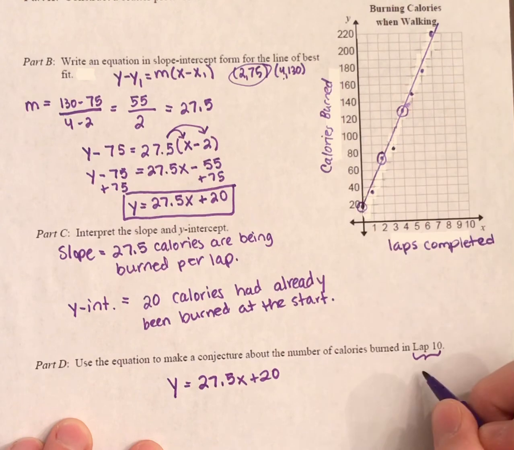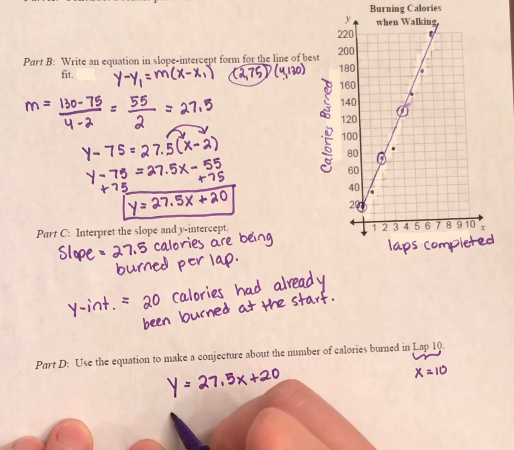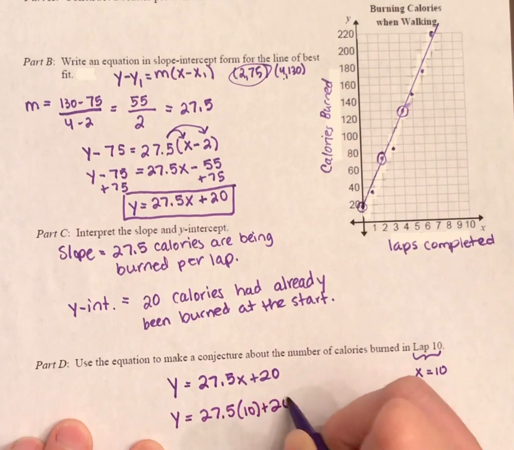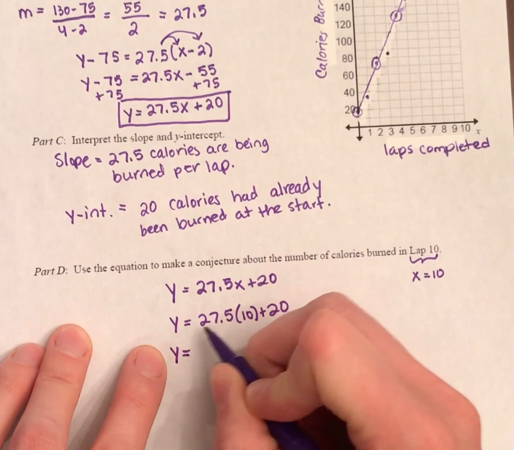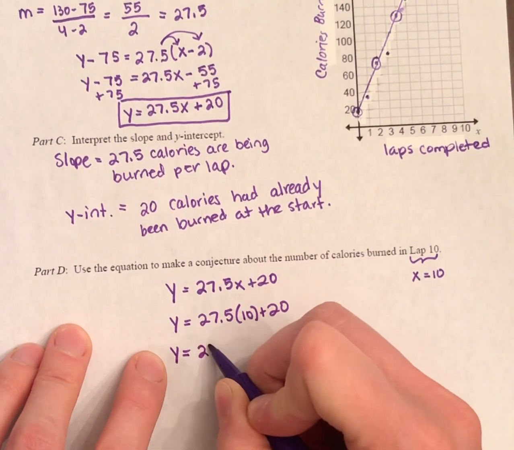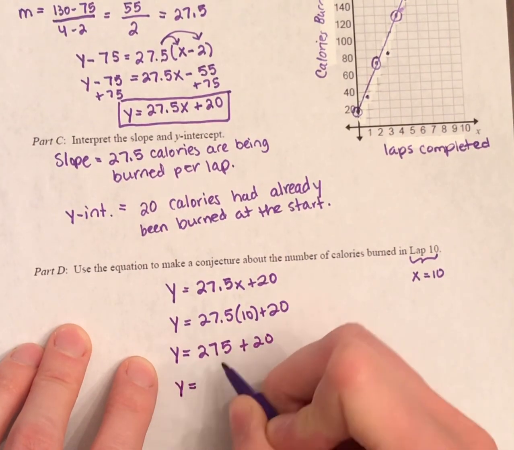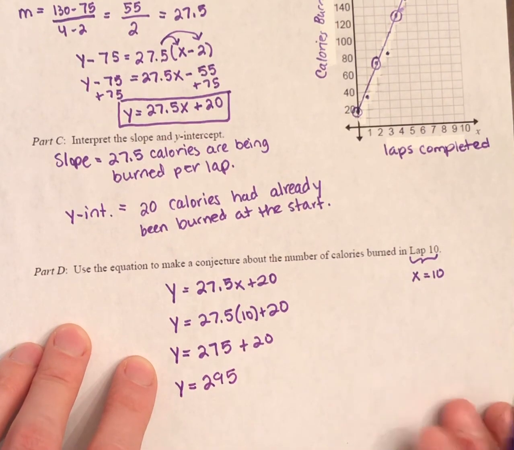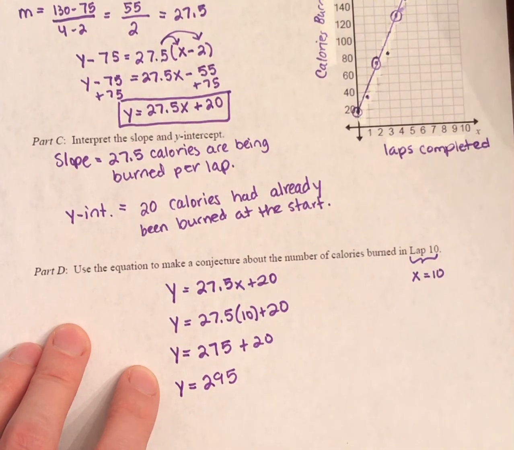Well, laps is my x value, so x is 10. What happens in this equation when x is 10? So I'm going to substitute in 10 for x, and I'm going to solve for y. 27.5 times 10 is 275, plus 20 comes out to be 295. Okay, and what this means is when x is 10, so when we have 10 laps, y is 295, all right, and I'm talking about the calories burned.